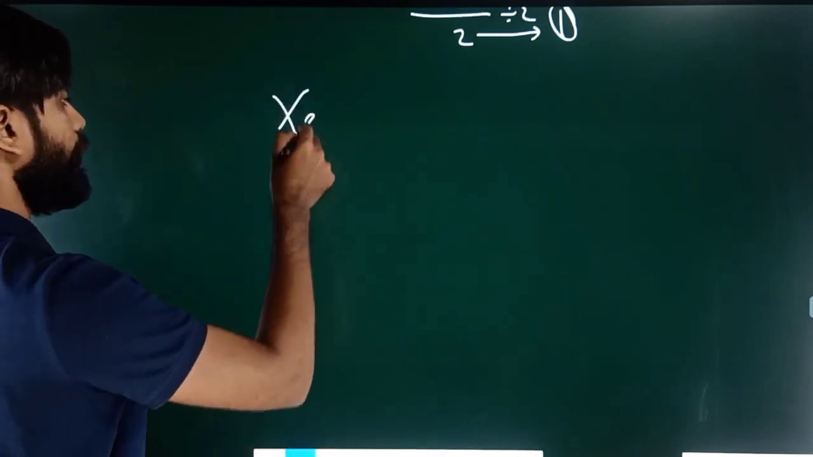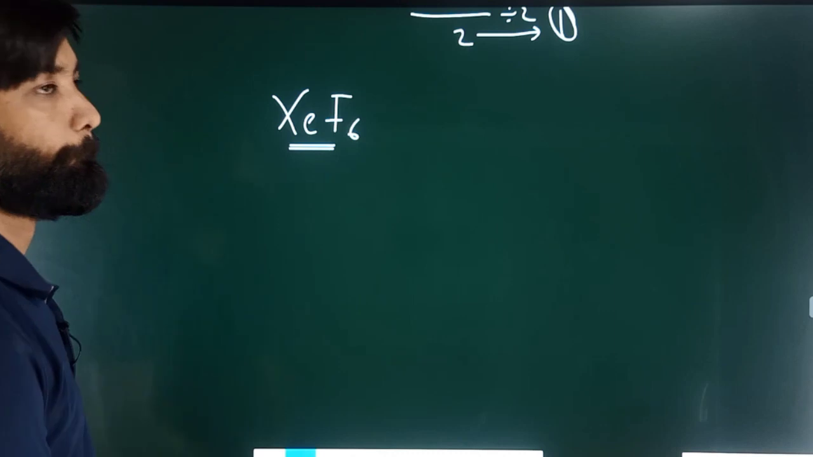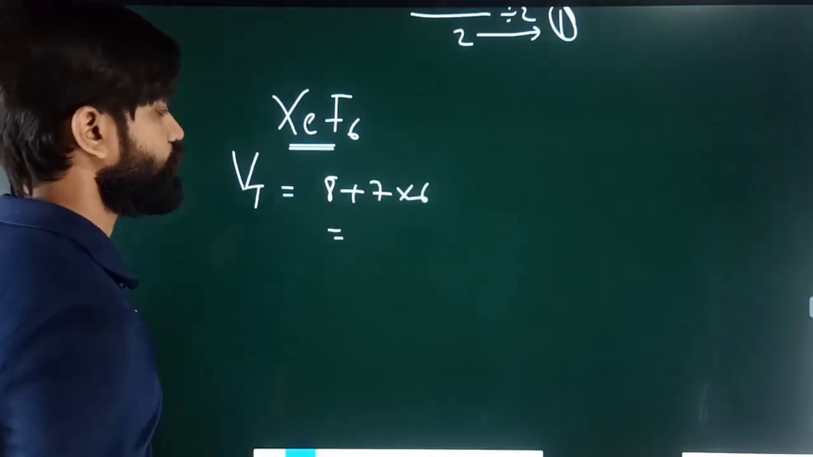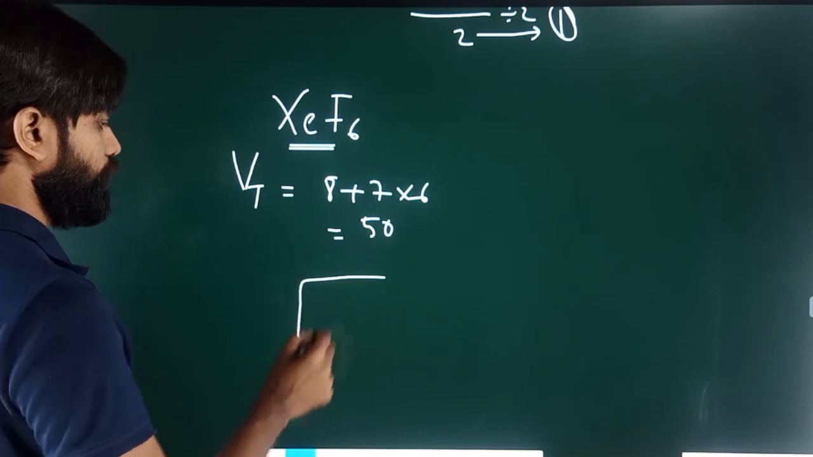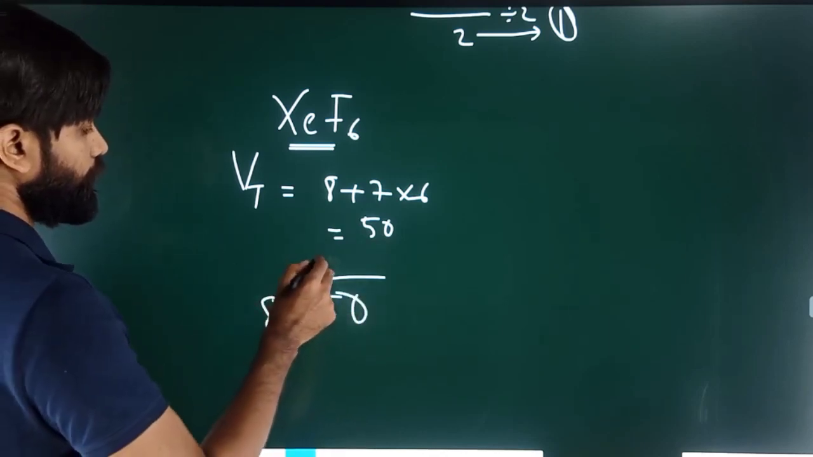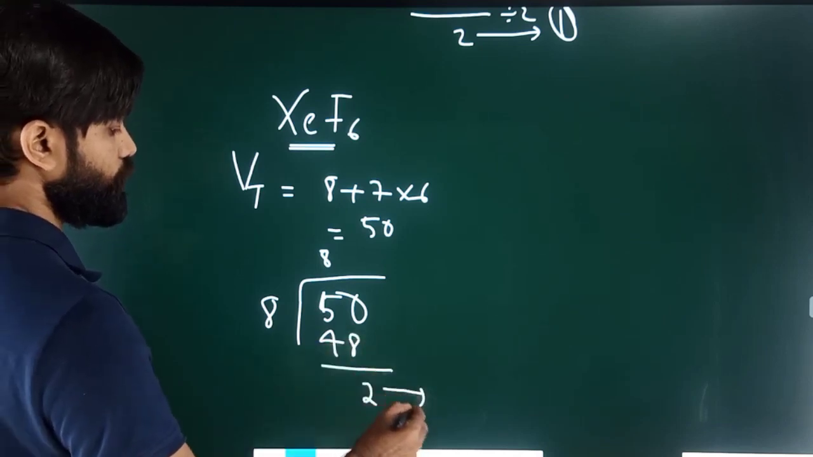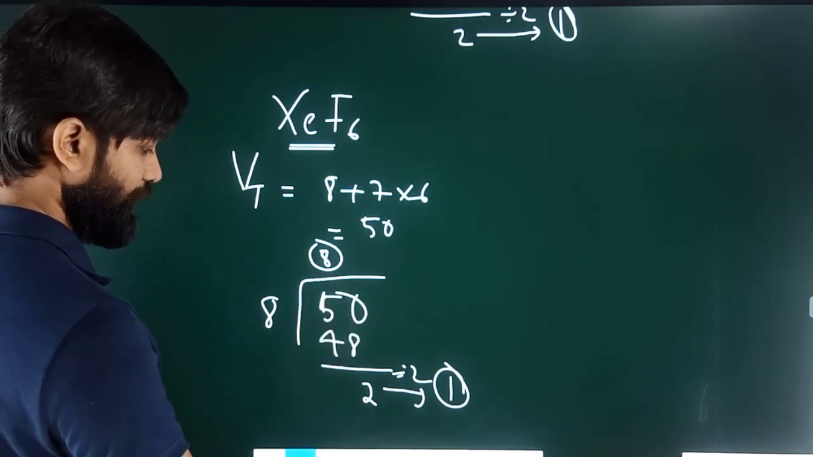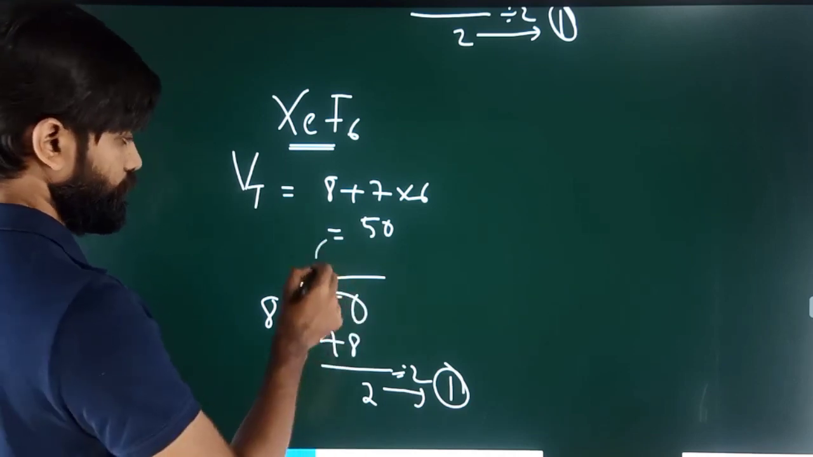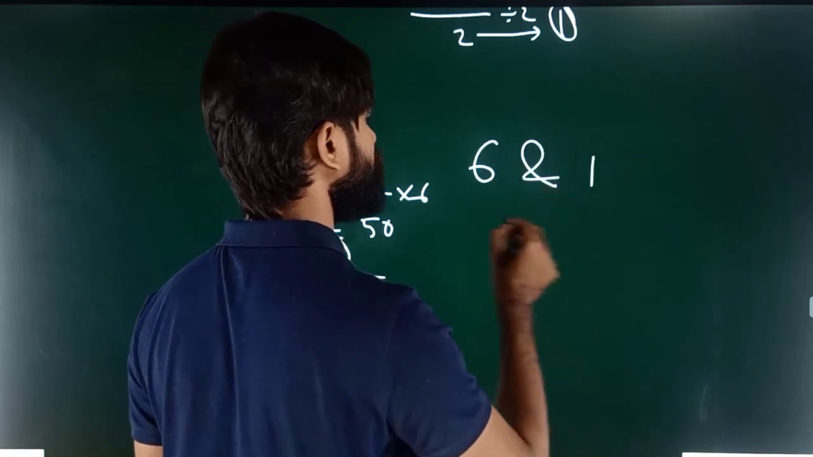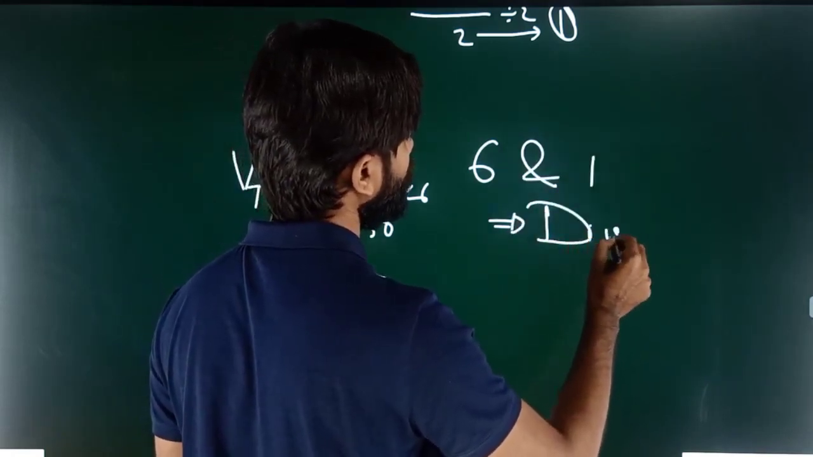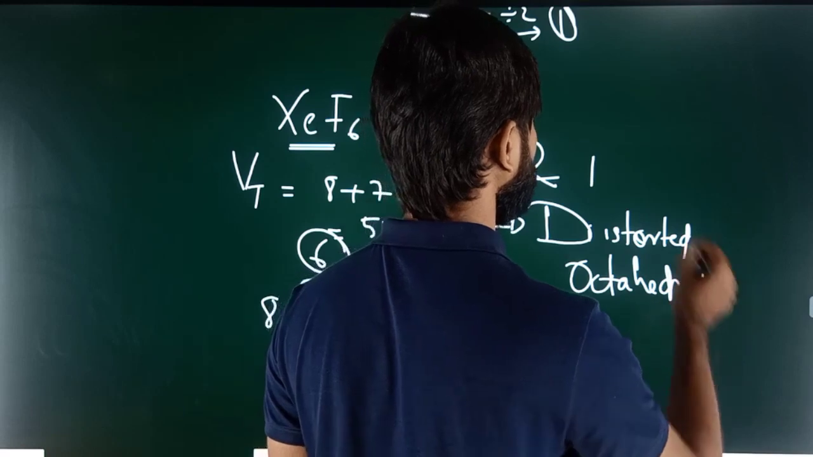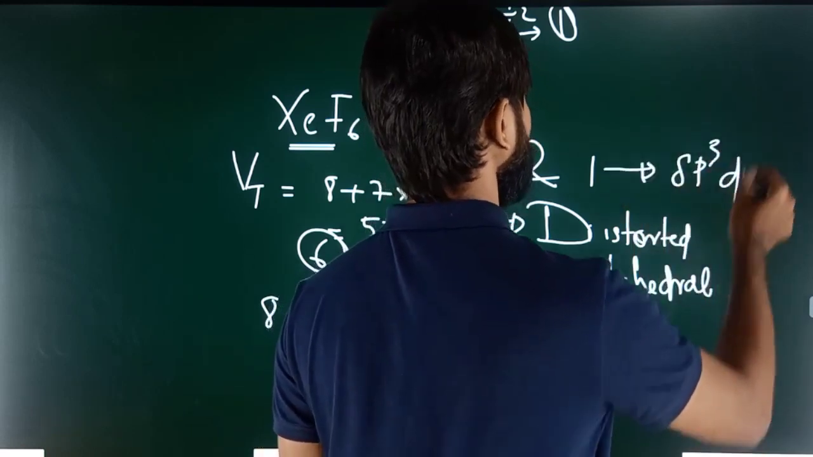Okay, XeF6. Total valence electron: xenon 8 plus fluorine 7 into 6, 7 into 6 is 42, 42 plus 8 is 50. 50 divided by 8 is 6, 48, remainder 2, which divided by 2 and so on. I'm sorry, 50 divided by 8, 6 is actually right. This is 6. So 6 1 is the category, 6 and 1. 6 bond pair, 1 lone pair. So this is distorted octahedral, right? The 6 1 category is distorted octahedral. So total 6 plus 1, so the hybridization is sp3d3.